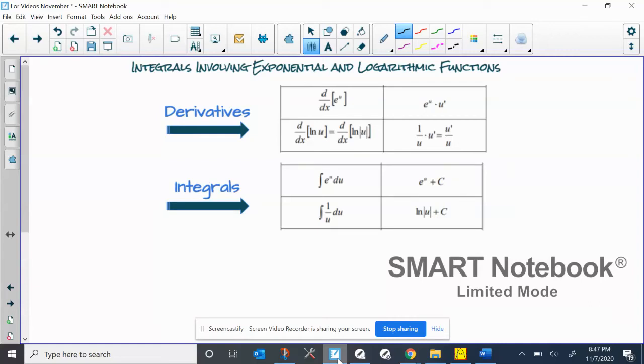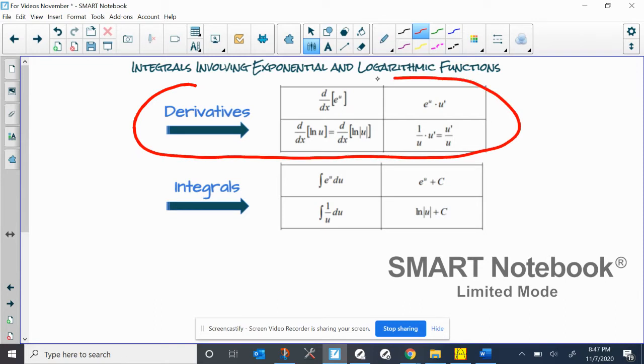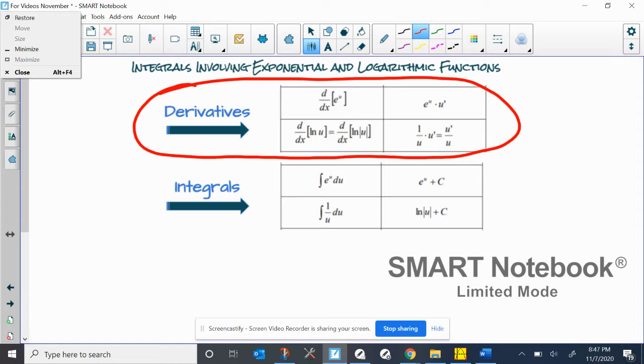The top part of this slide is showing the derivatives of e to the u and the natural log of u. So remember that the derivative of e to the x is e to the x. It's the only function that has its own derivative. So the derivative of e to the u is e to the u times u prime. The derivative of the natural log of u is 1 over u times u prime, or u prime over u. So what we're going to do today is actually undo those.